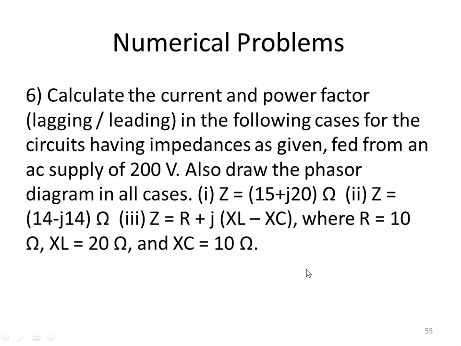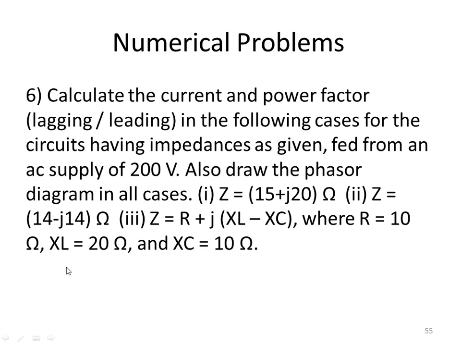Now, coming to the first question in this lecture. Calculate the current and power factor and check whether the power factor is lagging or leading in the following cases of circuits having impedances as given below, fed from an AC supply of 200 volt. Also, draw the phasor diagram in all the cases. First one, Z is equal to 15 plus j20 ohm. Second one, Z is equal to 14 minus j14 ohm. Third one, Z is equal to R plus j times (XL minus XC), where R is equal to 10 ohm, XL is equal to 20 ohm, and XC is equal to 10 ohm.